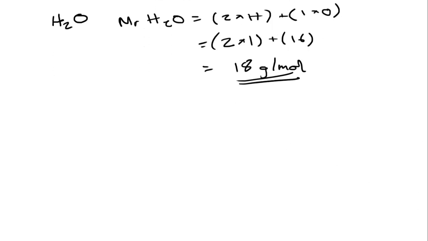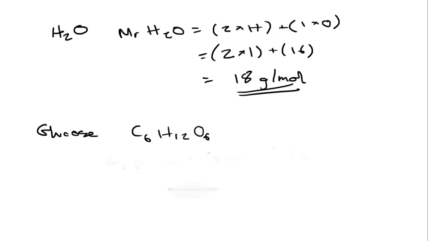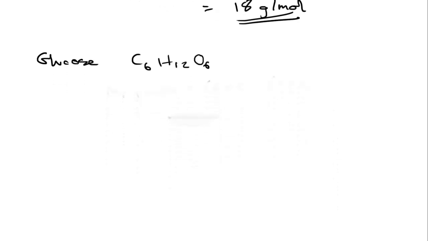We can do a slightly more complicated one. So what about glucose? The formula is C6H12O6. Might be an idea to pause the video, have a go yourself. Alright, so here's the answer.